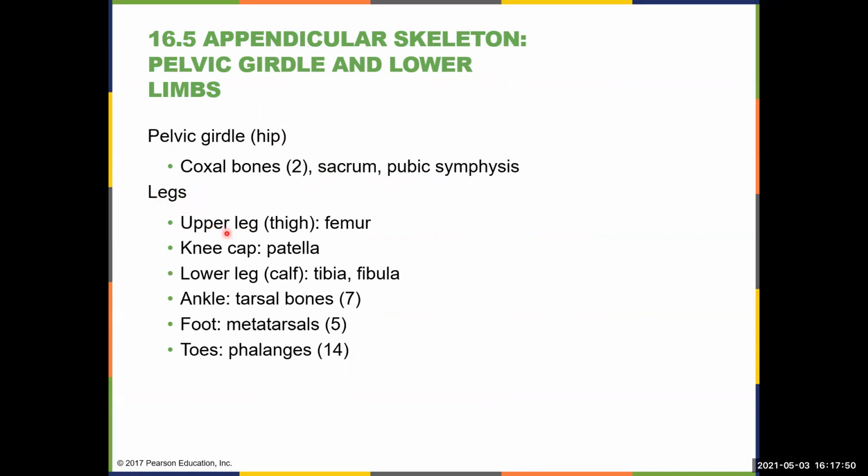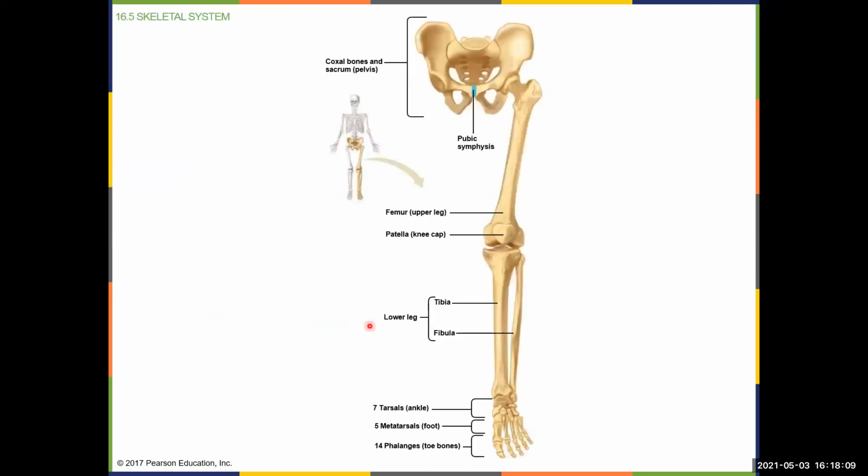And then your legs. So you have your upper leg, which is a femur, your kneecap, which is the patella, your lower leg, which is the tibia and the fibula. Then you have your ankle, your foot, and your toes, which have corresponding bones of the tarsals, the metatarsals, and the phalanges. Now here's the image showing those.